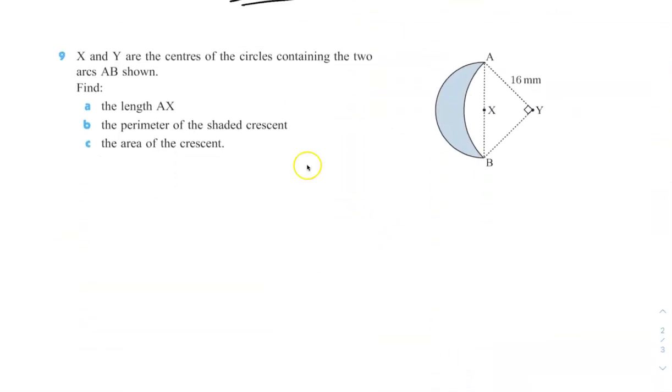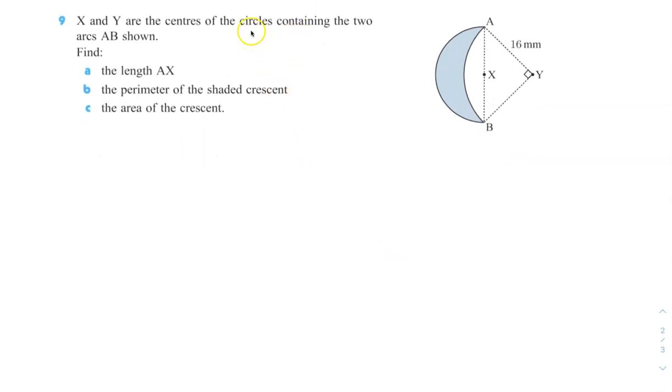Okay, last one. X and Y are centers of circles containing 2 arcs A and B shown. So it's a little funky. What we have is a half circle here, AXB, and a half circle that goes to the outside. If I was going to recreate it, it looks like this, and then like that. My best guess, that should be a half circle. So I'm going to put a half circle there. And this outer ring right there is going to become important in a second. That's this guy.